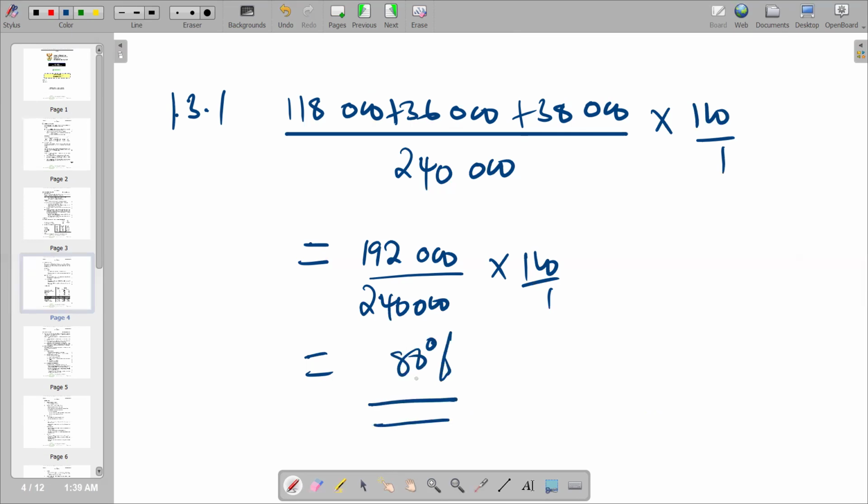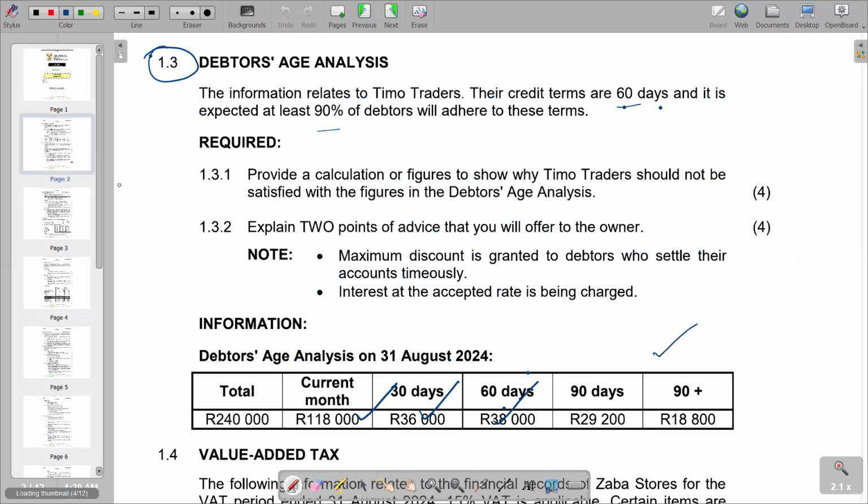So we're going to see that this 80% is less than the 90% mark that is required. So it means obviously they cannot be satisfied with such a scenario, whereby the required mark was at least 90% of debtors adhering to the term. But in this case, we only have 80%, which is below the stipulated mark. So that's why Timor Traders should not be satisfied with the figure. So that's what we have on the first part, that is 1.3.1.